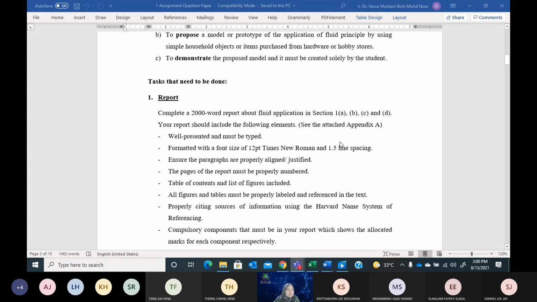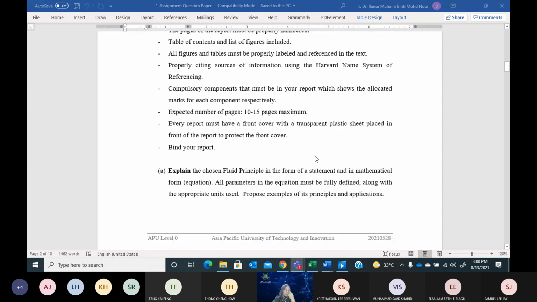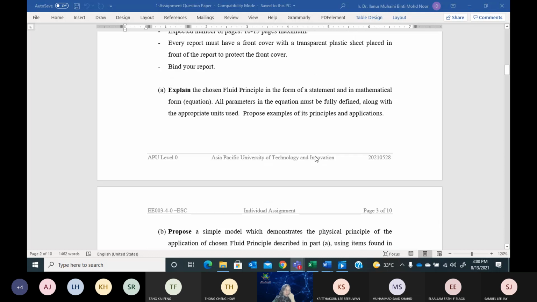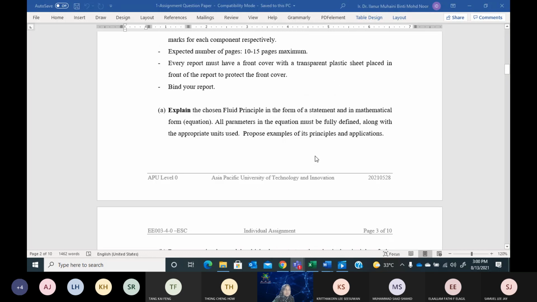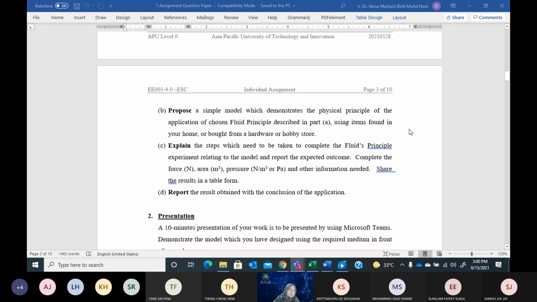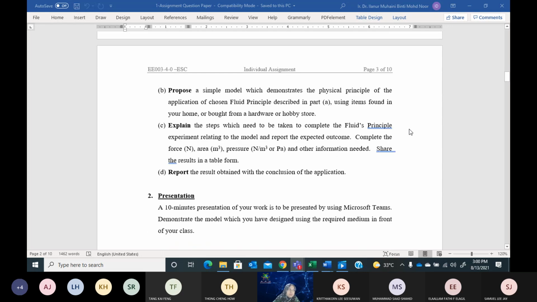So after that, these are the tasks to be done. First is the report. After that, explain the chosen fluid principle in form of statement and mathematical form. So there is a formula which you can choose from several principles of fluid principle. After that, propose a simple model which demonstrates the physical principle of the application.